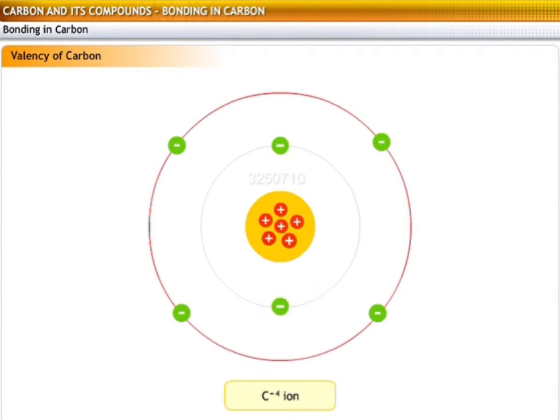Now, suppose it loses 4 electrons, it would form a C+4 cation, which is again a difficult task. It would require a great deal of energy to remove 4 electrons, leaving the cation with 6 protons in the nucleus and holding only 2 electrons. This makes either of these possibilities difficult.